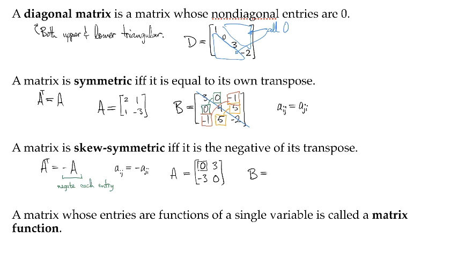So let's do a 3 by 3 example. And again, I know that it's going to have to be 0 everywhere down the diagonal. If this is 1, this is going to be minus 1. If this is 3, this is going to be minus 3. And if this is 4, then this is going to be minus 4. So there's a 3 by 3 skew symmetric matrix.